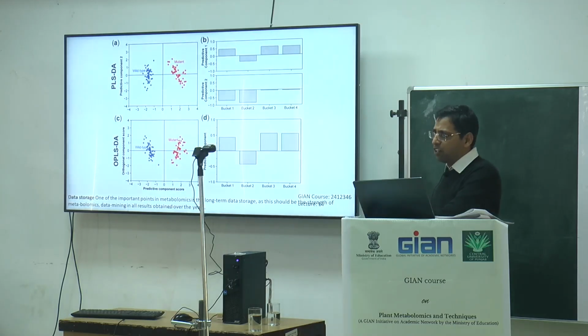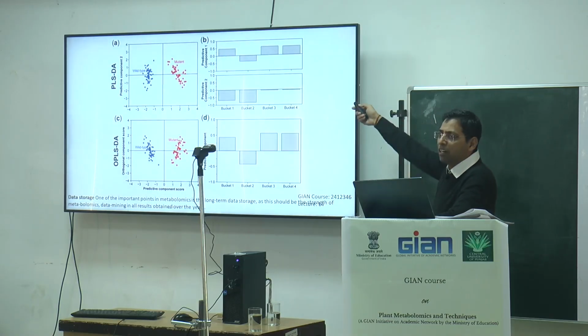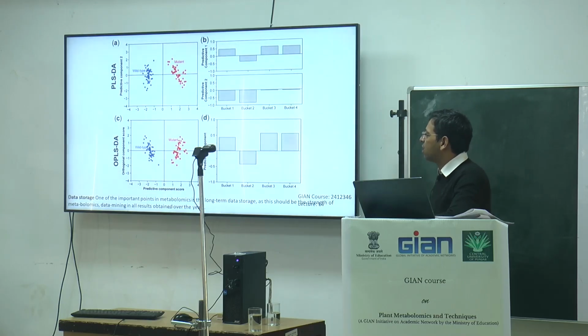But if you go with the loading pattern, the loading plots actually, these ones, you are getting a little bit different result. Here, principal component analysis 1 and 2 and the different buckets. So you identify that PLSDA is giving the information in a different way, but when you go with OPLSDA, you get a different pattern.